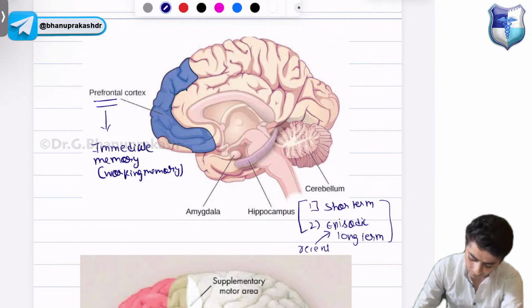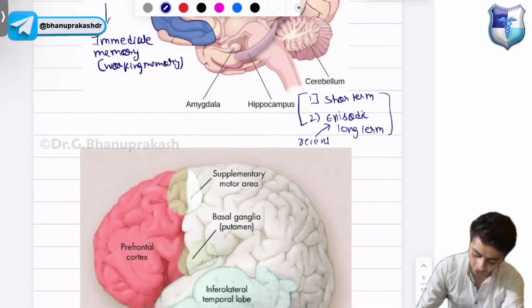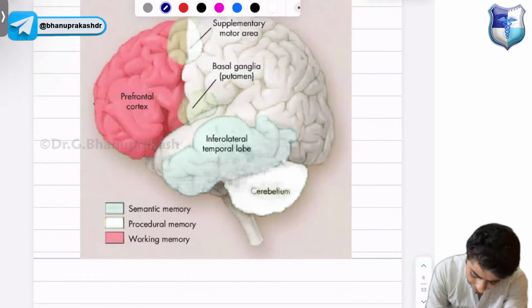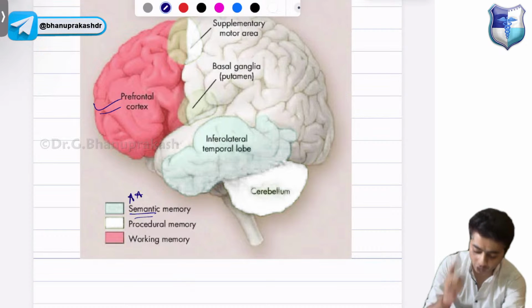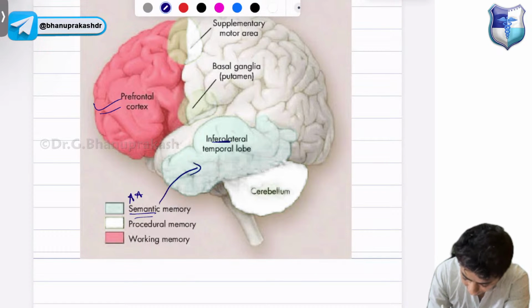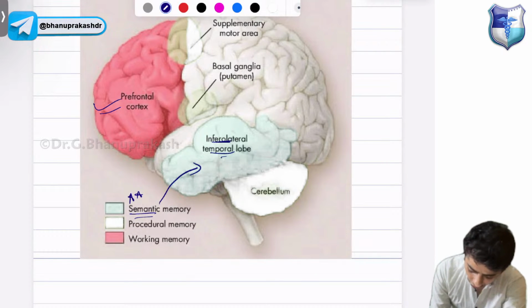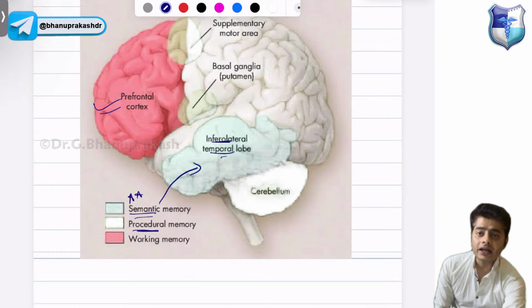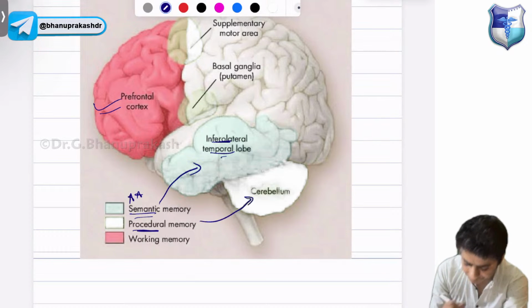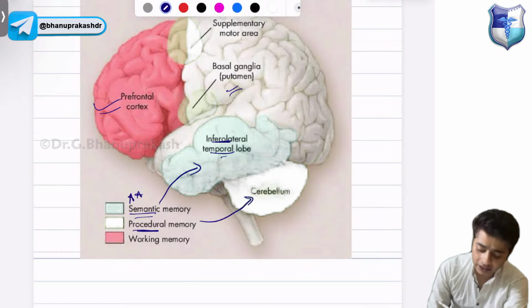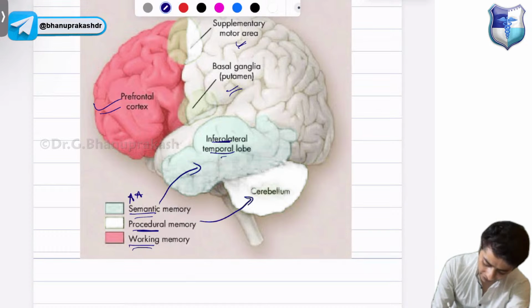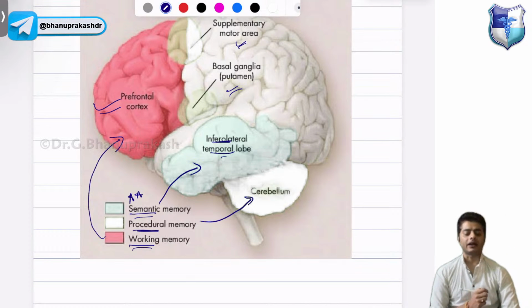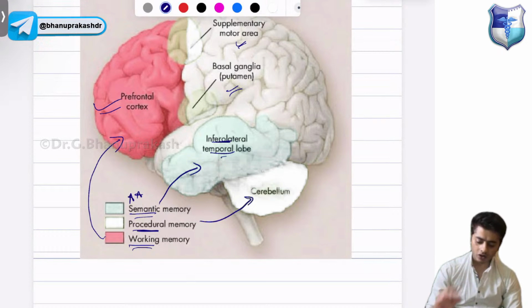So short term and your episodic long term are in the hippocampus. Then you can see this is the prefrontal cortex, semantic memory. I have told you where semantic memory is: the lateral part of the temporal lobe. So this is your inferolateral temporal lobe. Then is your procedural memory. It is in your cerebellum, your basal ganglia, and your supplementary motor area. And working memory, that is your immediate memory, is in your prefrontal cortex.